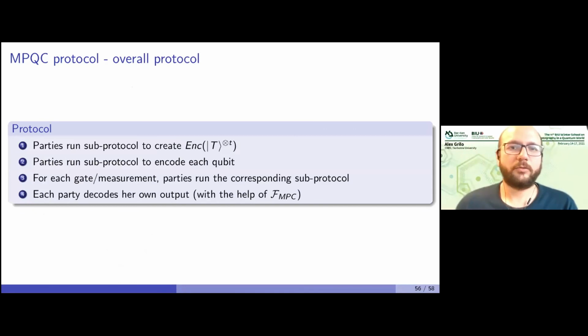And just to wrap up, with all of these parts of the sub-protocols, we can then define this protocol for multi-party quantum computation, where first the parties create these auxiliary T states, then each one of them encodes their input qubits, they apply each gate one by one using their sub-protocols, and finally they decode their own output with the help of the ideal functionality.